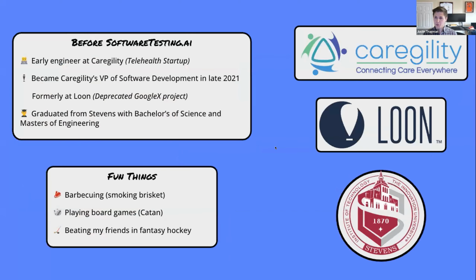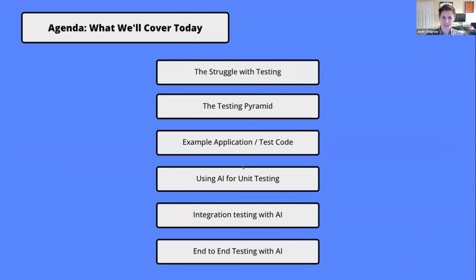So before we dive in, a little bit about me. Before I founded SoftwareTesting.ai, I was an early engineer at the telehealth startup Caregility, and then became their VP of software development in late 2021. Before Caregility, I was at Loon, which is now a deprecated Google X project, and I graduated from Stevens with my bachelor's and master's degrees. Couple fun things while not working: I like barbecuing, playing board games, and beating my friends in fantasy hockey, especially this season. So yeah, let's dive in.